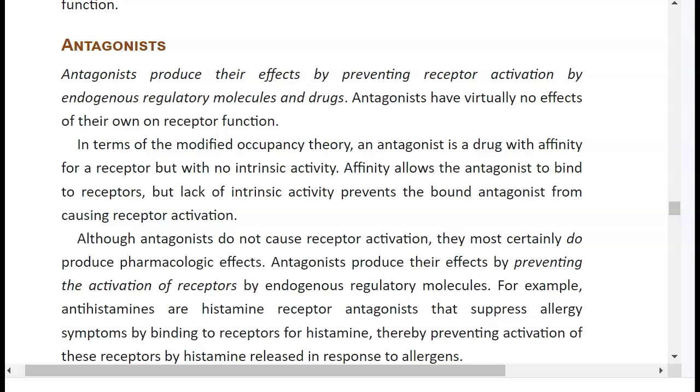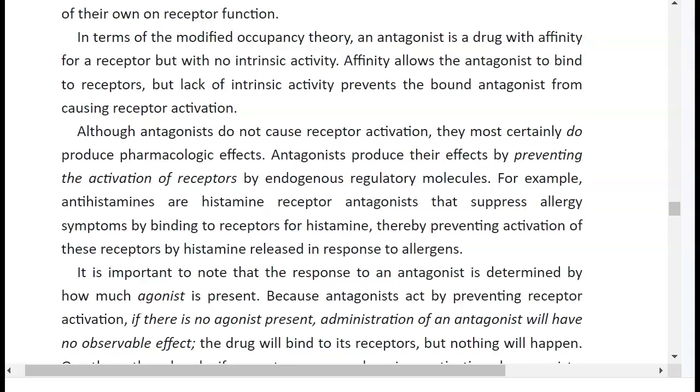So even though the antagonist does not activate that receptor, it has no intrinsic activity, they most certainly do produce a pharmacologic effect, because all of our endogenous keys that we make on our own can no longer go into that keyhole. So by preventing the activation of that receptor, we are producing an effect.